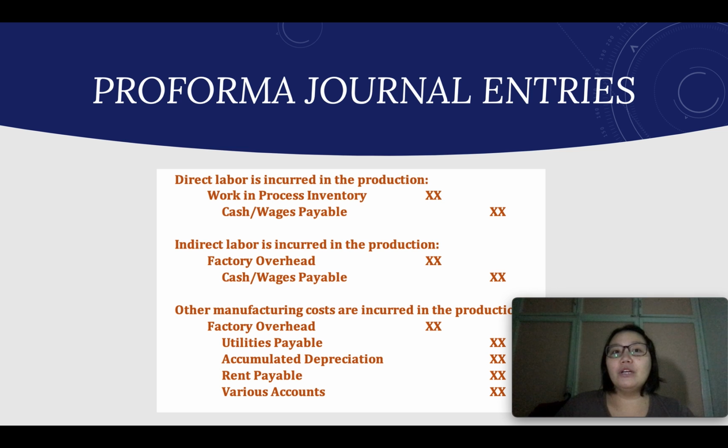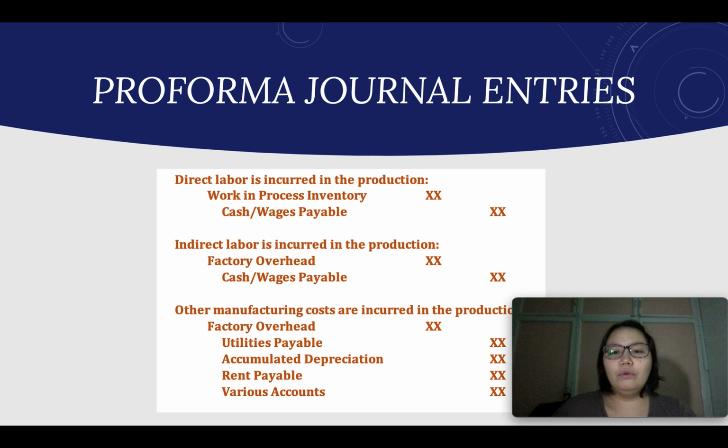Whenever direct labor is incurred in the production, our entry is to debit work in process inventory and to credit cash or wages payable. Whenever we incur indirect labor, the entry is to debit factory overhead and to credit cash or wages payable.